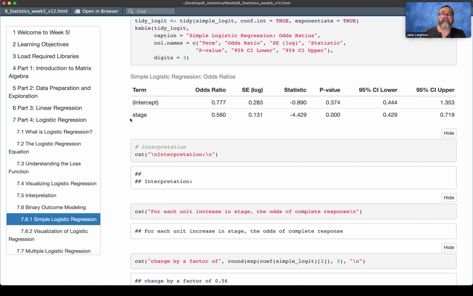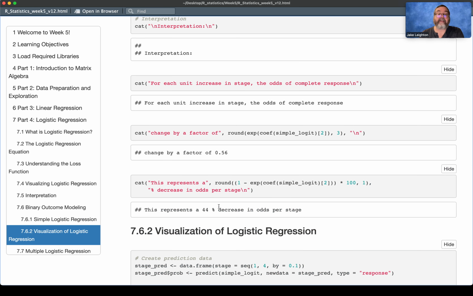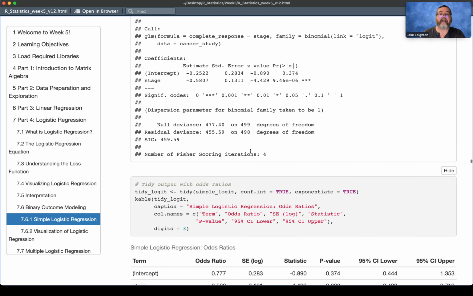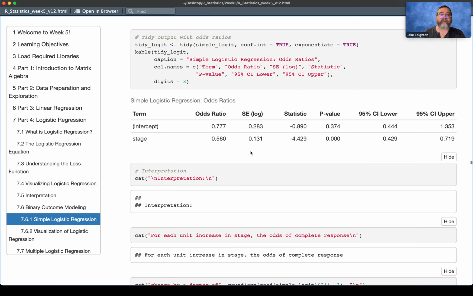So basically, whenever an odds ratio is below 1, you do 1 minus the odds ratio. Whenever an odds ratio is above 1, you do the odds ratio minus 1, and then you multiply by 100. So 0.56 is under 1, right? So 1 minus that gives us 0.44, times 100 gives us our 44%. And that's basically saying for each unit increase in stage, we're getting a 44% decrease in odds of that being true, right?